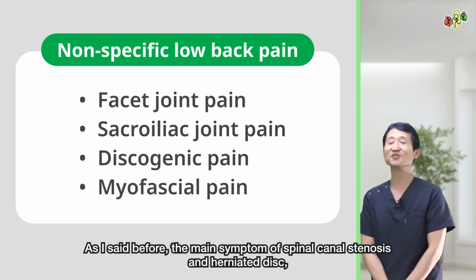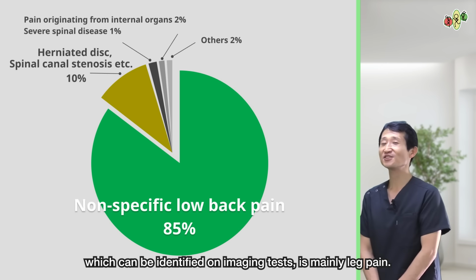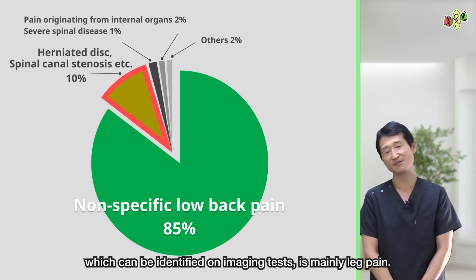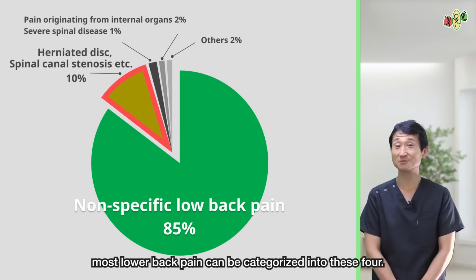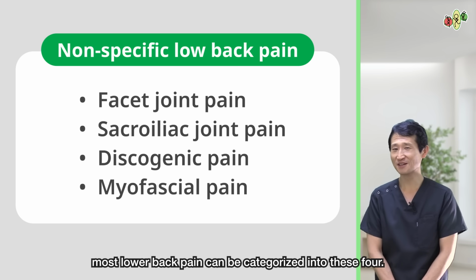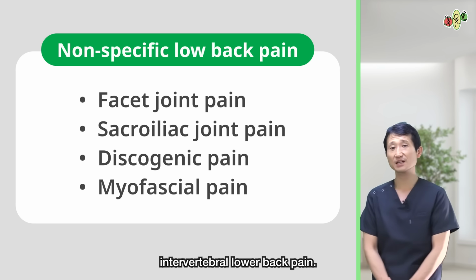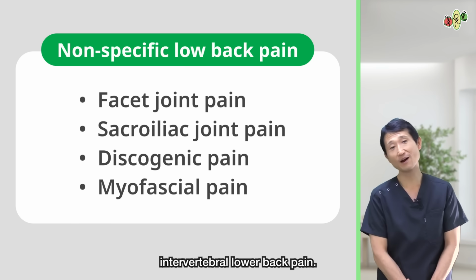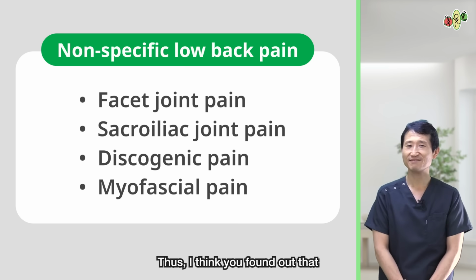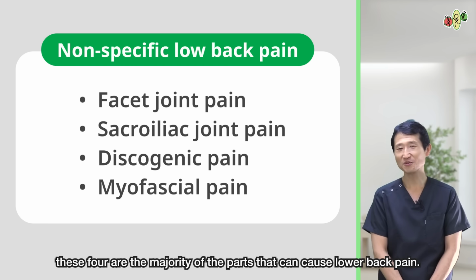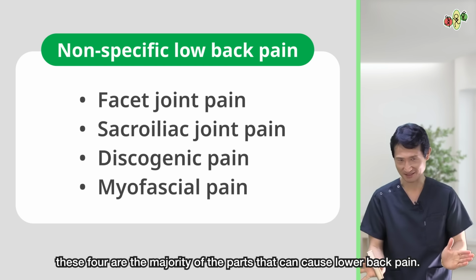I think most cases of non-specific low back pain are included in this category. As I said before, the main symptom of spinal canal stenosis and herniated disc, which can be identified on imaging tests, is mainly leg pain, so you can understand that. Most lower back pain can be categorized into these four. I guess the most common is probably intervertebral lower back pain. Thus, I think you found out that these four are the majority of the parts that can cause lower back pain.